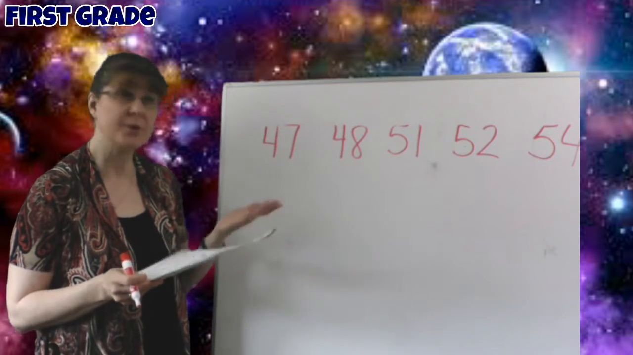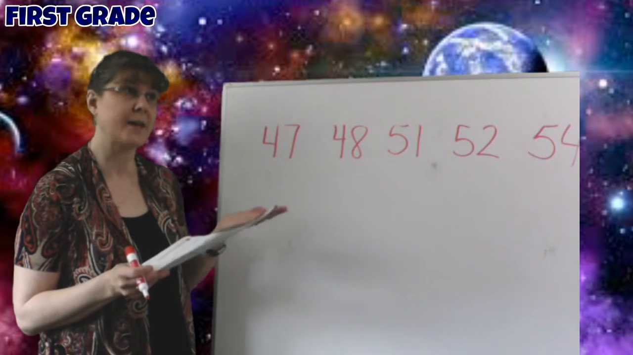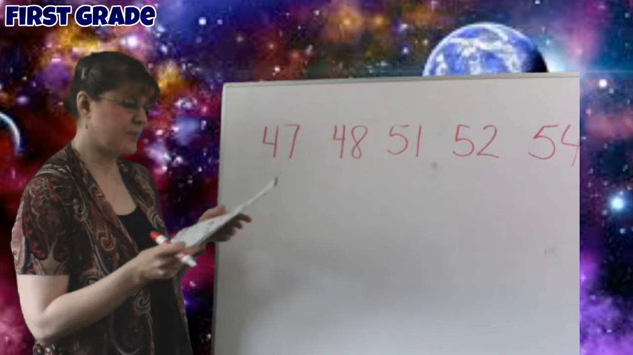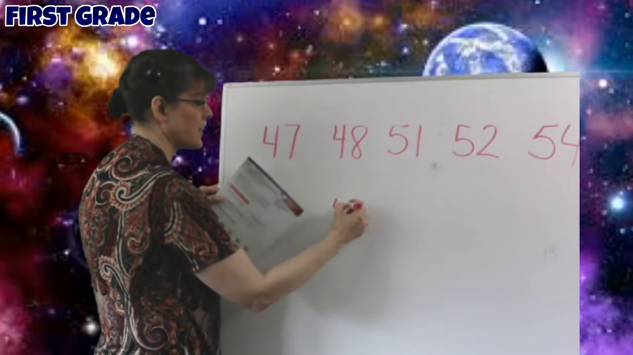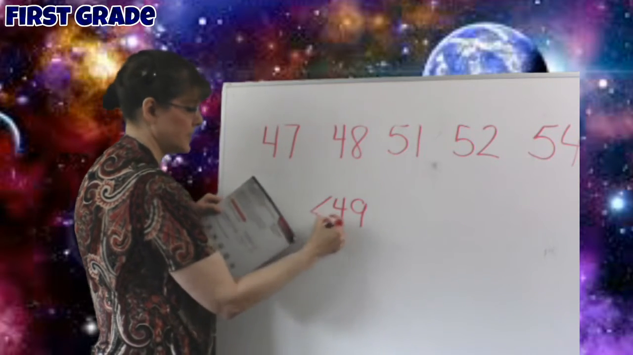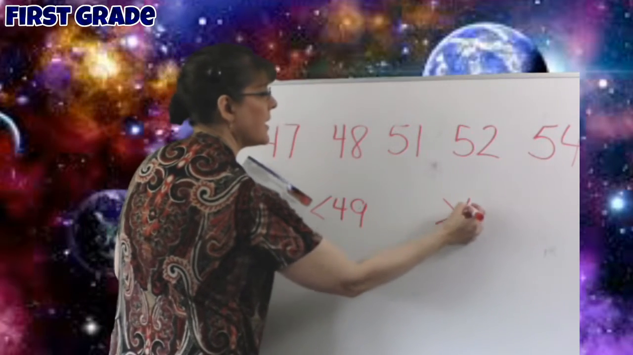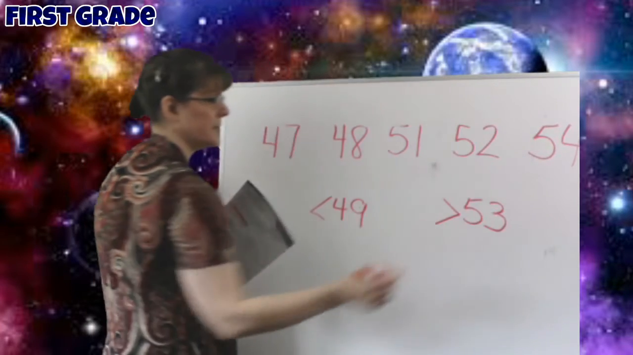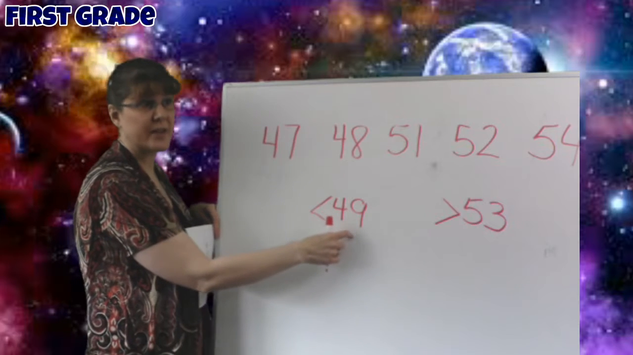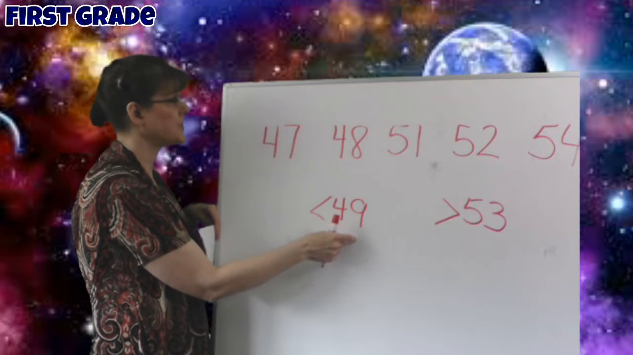So first, what do I need to find? I need to find the number cards that Cassidy has now. What information do I need to use? I need to find which cards are less than 49 and which cards are greater than 53. So I need to think, numbers that are less than 49, I need to cross out.